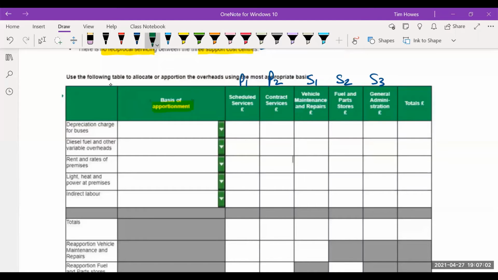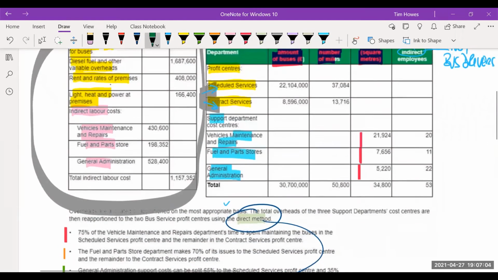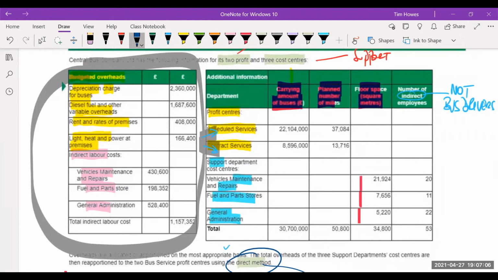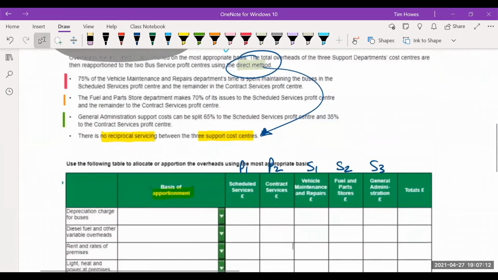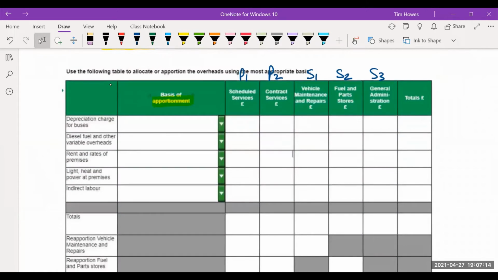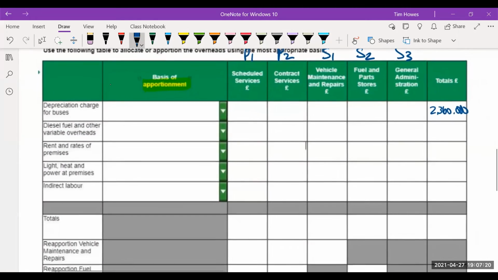So let's go through with it then. I'm going to take the figure, and I'll tick it off as I pick it up, okay? So I'm going to take the depreciation charge for buses, 2,360,000, okay? I'm going to stick that at the end here, and it's very difficult for me to write that in because it's a bit small, but let me puff that up a bit. There you go. So 2,360,000 is going to go in there, okay?